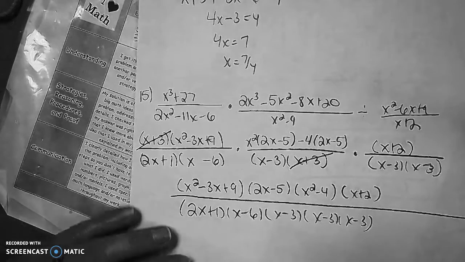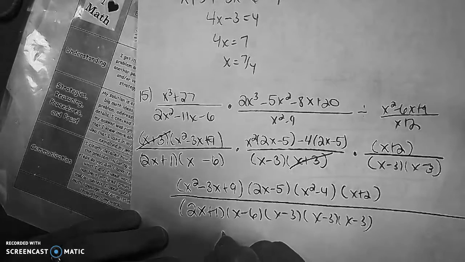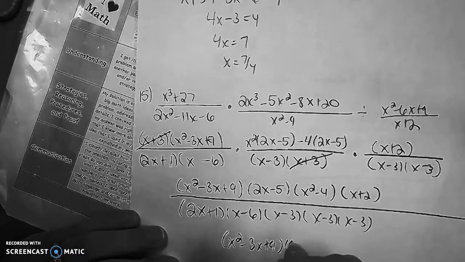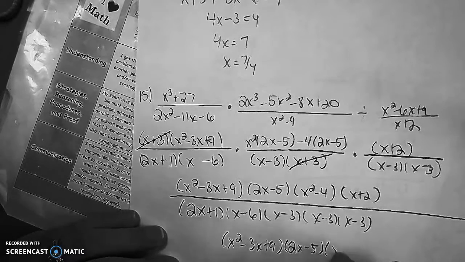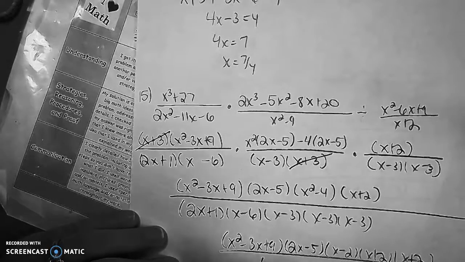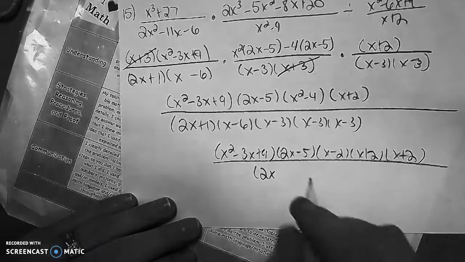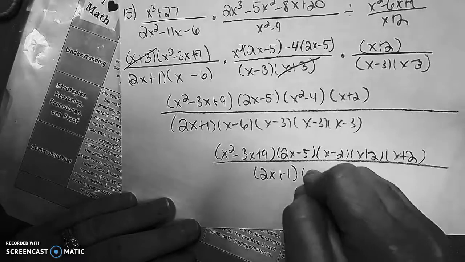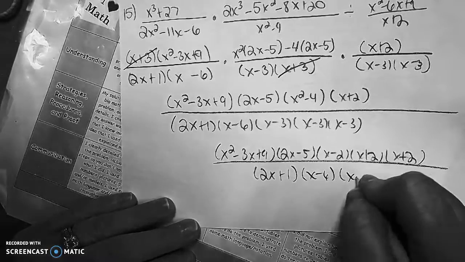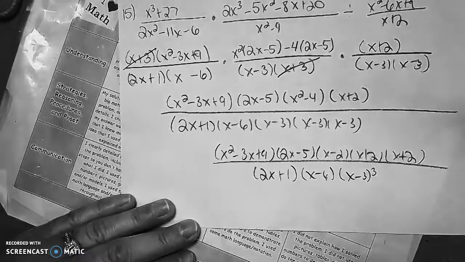All right, what else do we have? X squared minus 4 will factor using a difference of perfect squares. So I'll have x minus 2, x plus 2, and x plus 2. I don't think there's anything that cancels. So in the denominator, oh, you guys can't see what I'm writing, 2x plus 1, and x minus 3, and actually x minus 6, and then x minus 3, and I have 3 of those. So there we go.